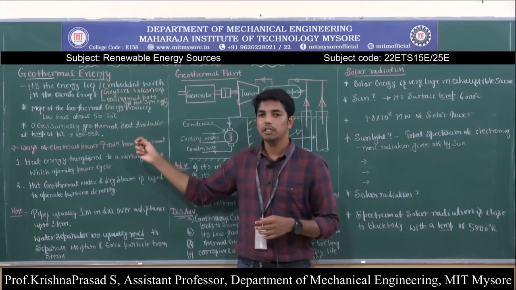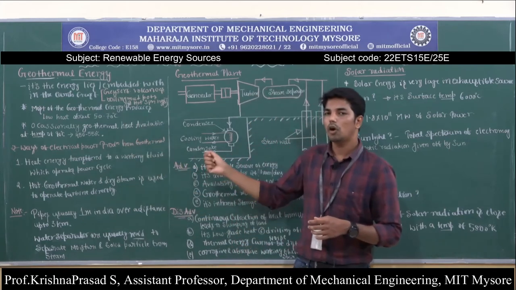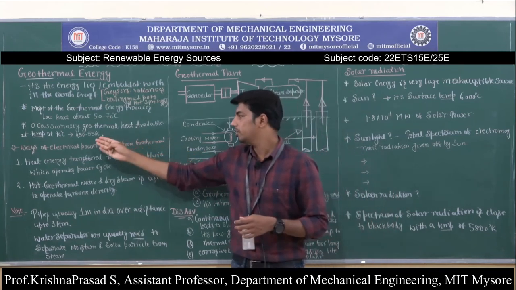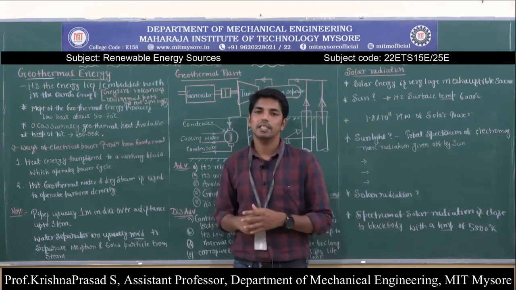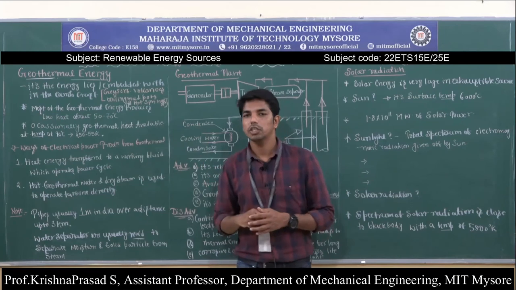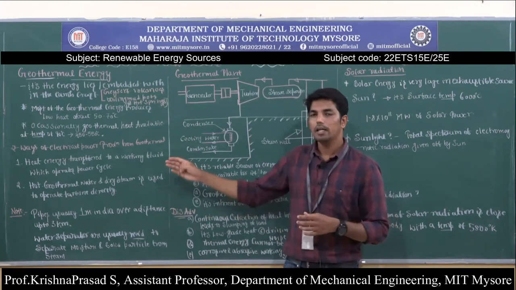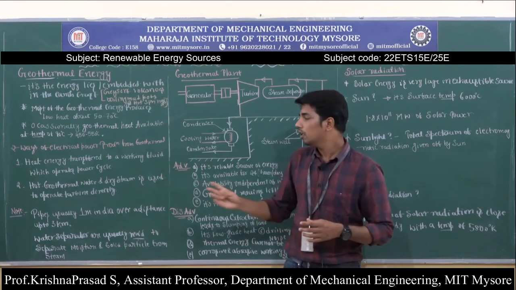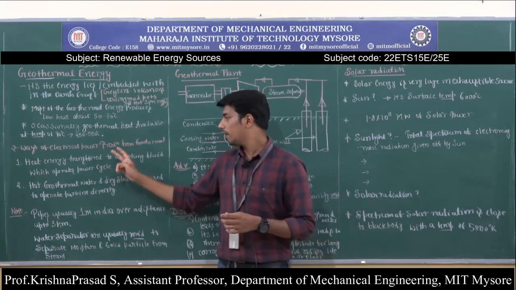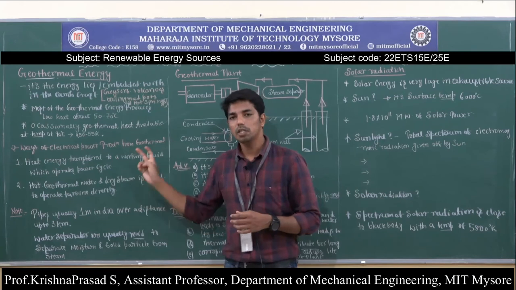But occasionally geothermal energy is also available at temperatures of 90 to 450-550 degrees centigrade, especially in the volcano regions, from which electrical production is possible by running the turbine. Next, there are two ways of electrical power production from geothermal energy.